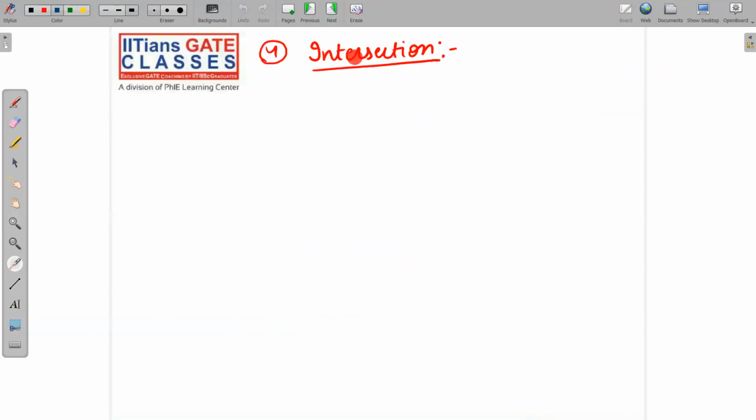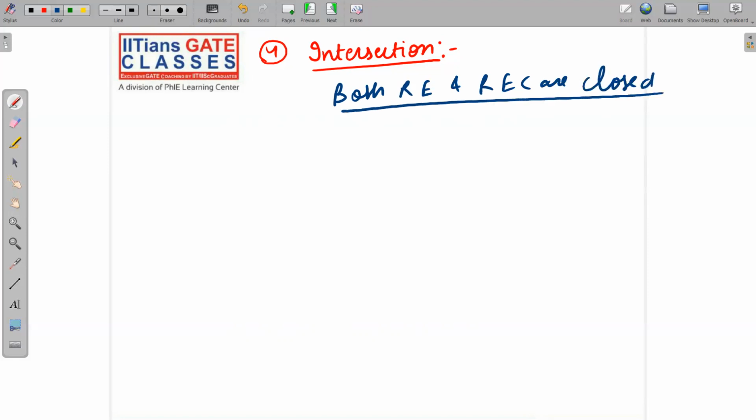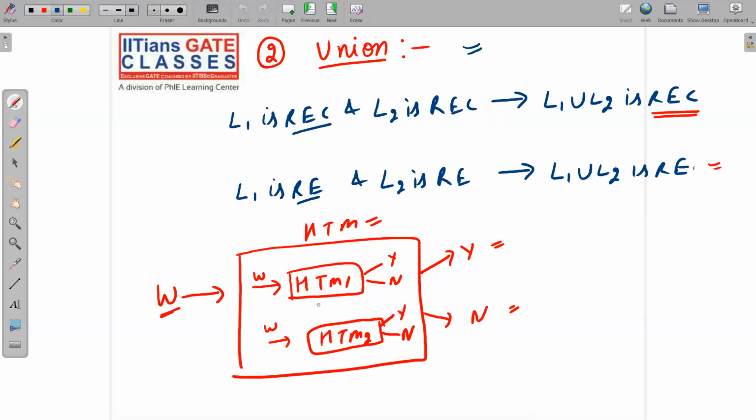Next operation, intersection. Same is the case. In intersection both will be closed. Both RE and REC are closed. You can build a similar idea here also, like union. You can make a similar Turing machine.